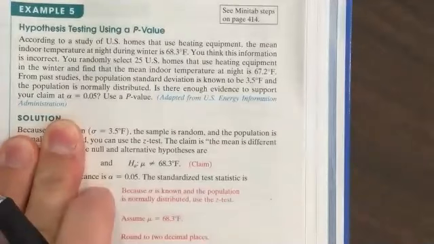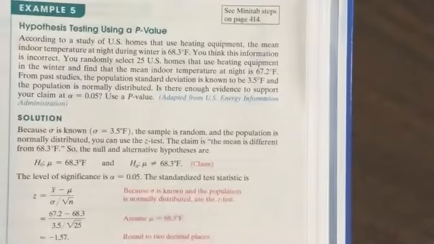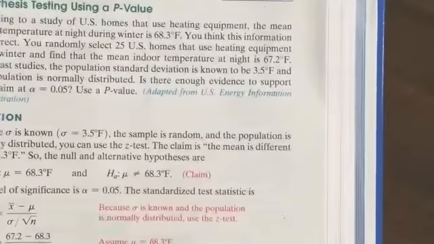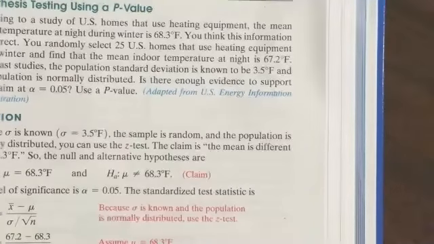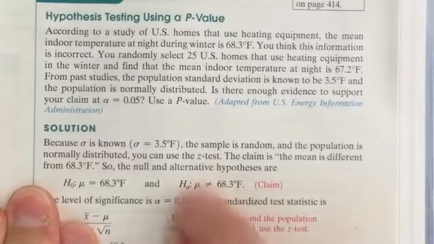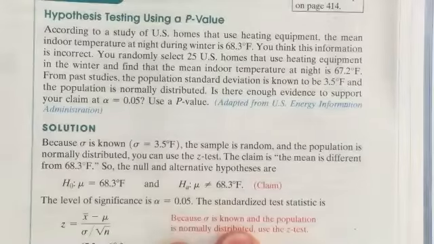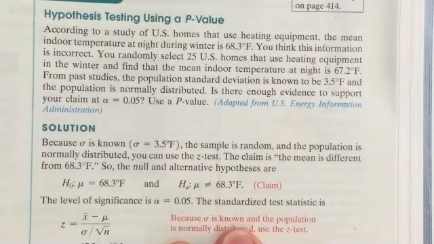All right, so here's number 2. Here's another example from the book. Now we're talking about heating equipment. It says the mean indoor temperature of US homes at night in the winter is 68.3 degrees. You think, anybody here would probably think that's incorrect. Even around here, you'd have to air condition to be that cold, even in the wintertime. So you think maybe, what did you claim? Is there enough evidence to support your claim?